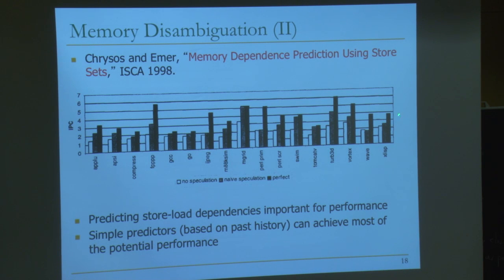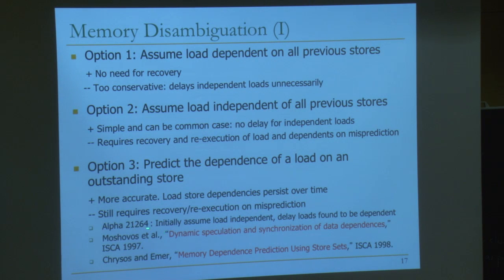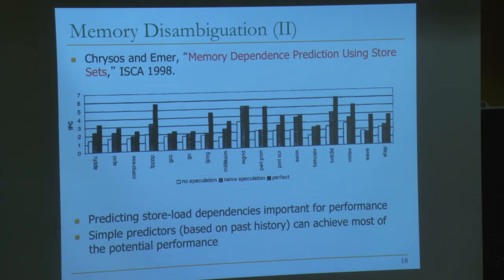Okay, so basically the takeaway is, well, this kind of simulation is important. That's one takeaway. That was a side for you. And the other takeaway is this problem is important. And it turns out simple predictors based on past history can achieve most of this potential. So this predictor in Alpha 21264 is not too bad. It gets close. But these predictors, which I'm not going to go into, that link stores and loads directly, achieve most of that performance potential.